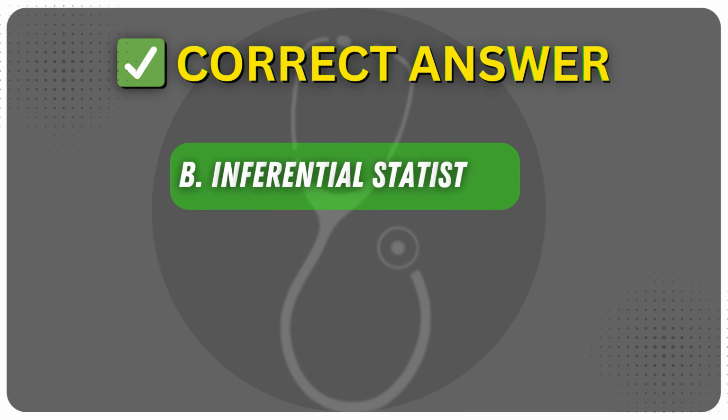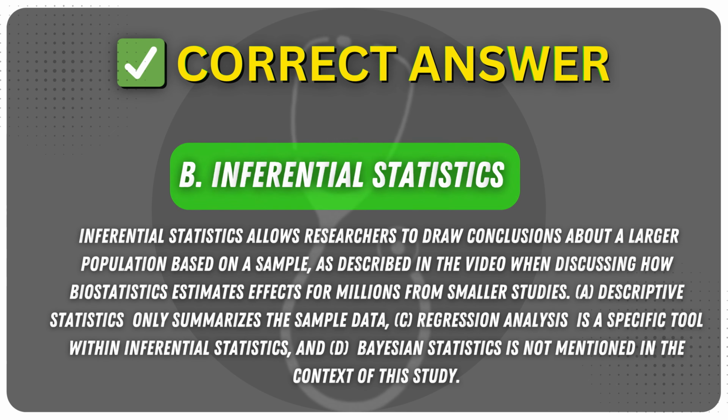Correct answer is B. Inferential statistics. Because inferential statistics allows researchers to draw conclusions about a larger population based on a sample, as described in the video when discussing how biostatistics estimates effects for millions from smaller studies. A. Descriptive statistics only summarizes the sample data. C. Regression analysis is a specific tool within inferential statistics. And D. Bayesian statistics is not mentioned in the context of this study.